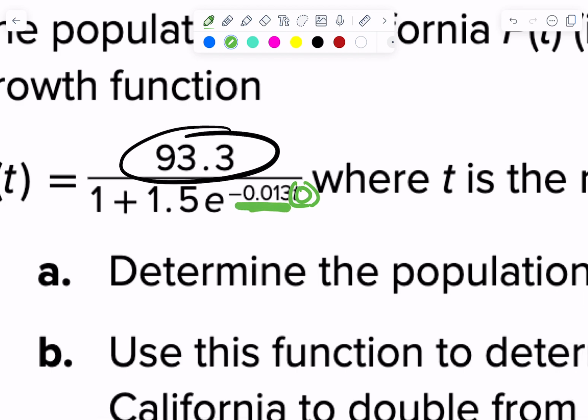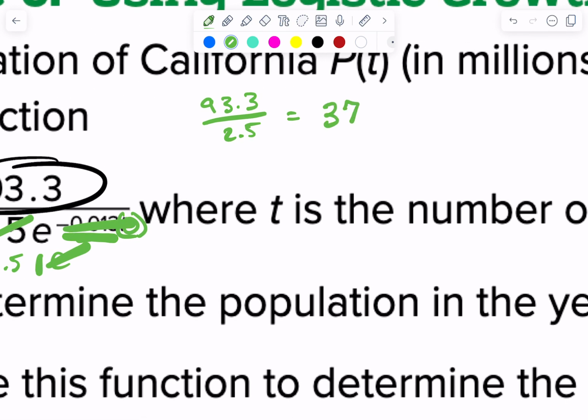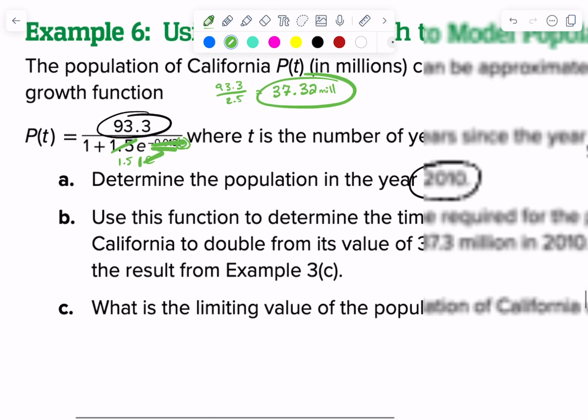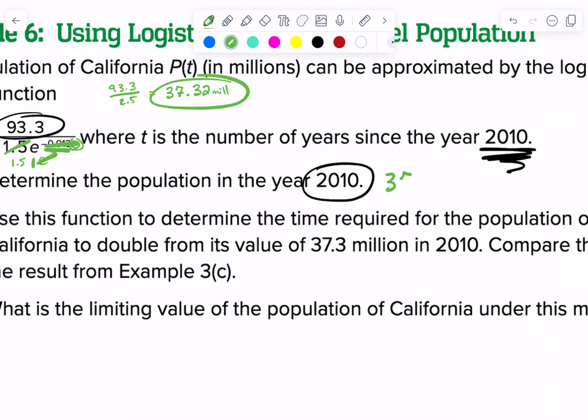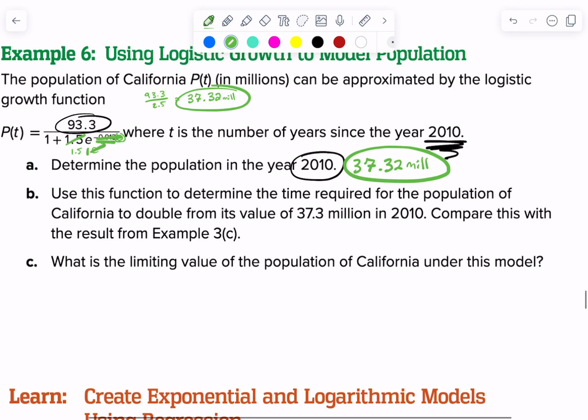What's 0 times negative 0.013? 0. What's e to the 0 power? 1. What's 1 times 1.5? 1.5. What's 1 plus 1.5? 2.5. So 93.3 divided by 2.5 is the number that I want, and that is 37.32. That is in millions. So that is my population in 2010 of California. That's my initial, like my P number, 37.32 million.